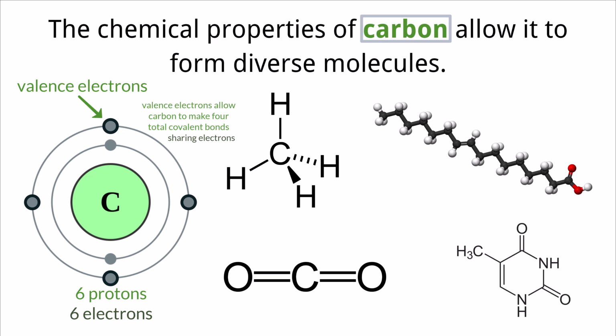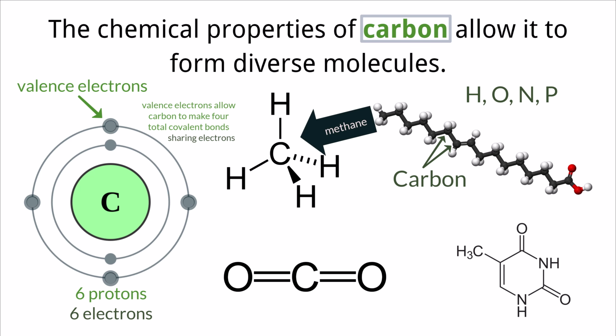Carbon atoms can form covalent bonds with other carbon atoms, or with atoms of other elements such as hydrogen, oxygen, nitrogen, and phosphorus. It can form 4 single covalent bonds with one other element, as it does in methane, CH4, or include double covalent bonds as found in carbon dioxide, CO2.